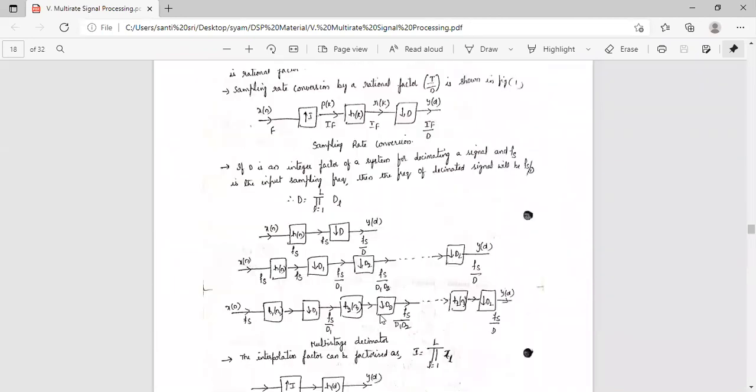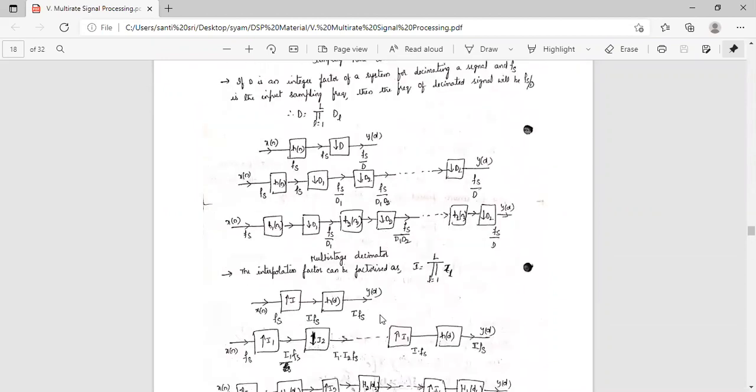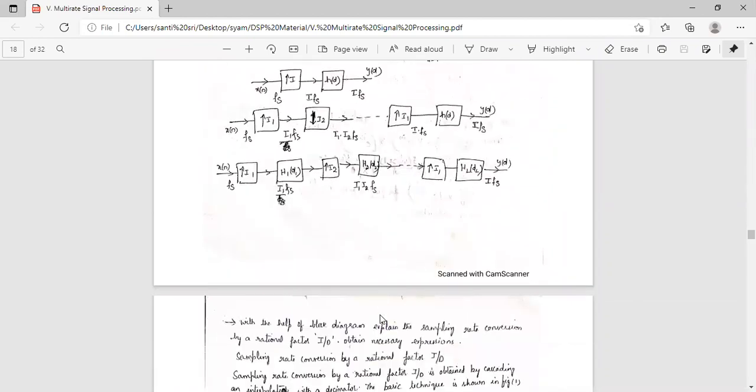What is that question? Draw the block diagram of a multi-stage decimator and interpolator, or draw the network of multi-stage decimator and multi-stage interpolator. So this is the answer. We have to take the diagram of sampling rate conversion, and then we increase the factors, decimator factors and interpolator factors. Taking the frequency of the decimated signal as Fs by D, that will become the multi-stage decimator and interpolator like this.